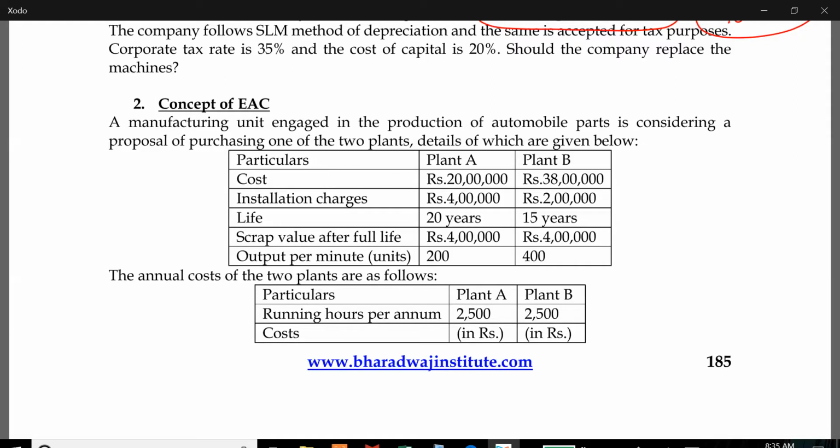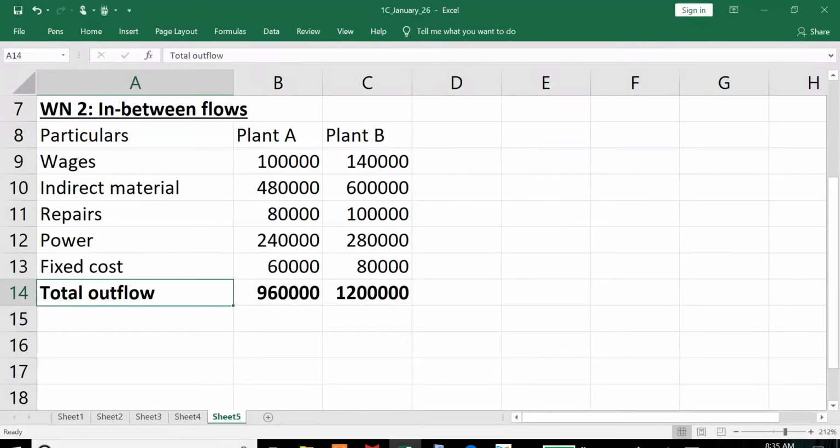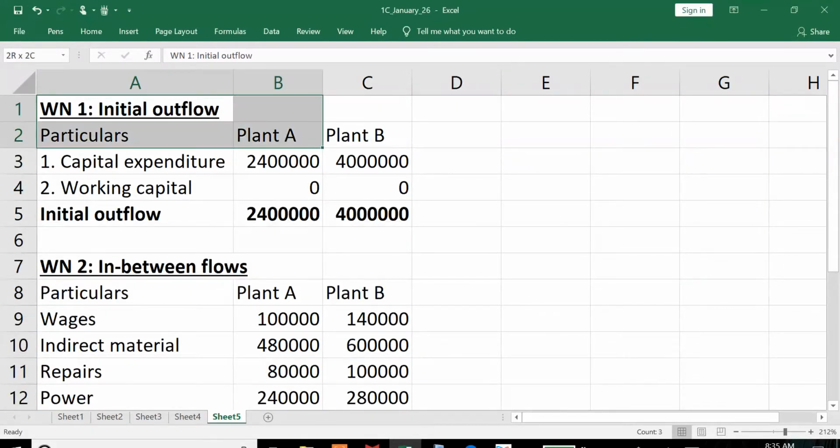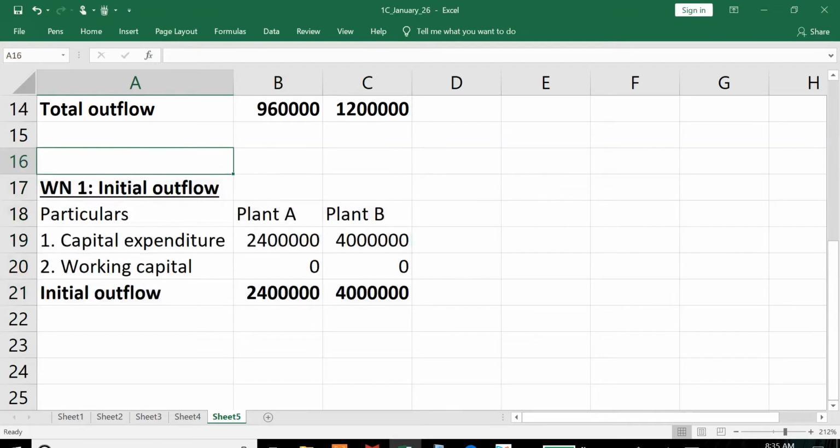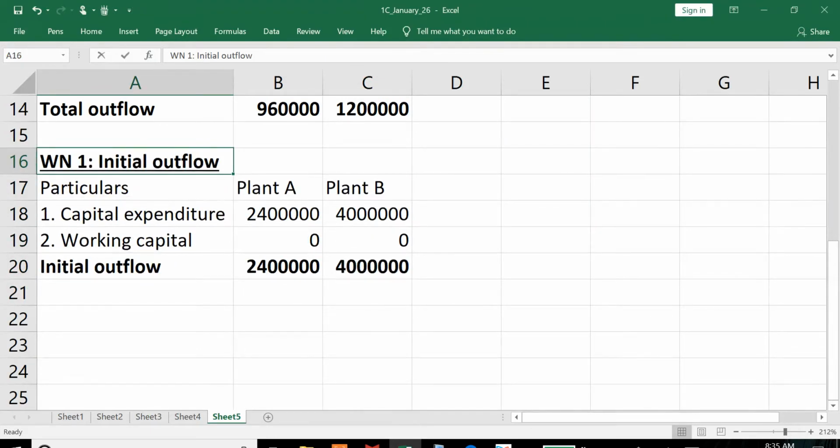I have step 3. I am not doing a separate step 3. I know the salvage value. It is some 4 lakh and 4 lakh. Let's consolidate. Okay, let's write it. Working note 3, terminal flow.